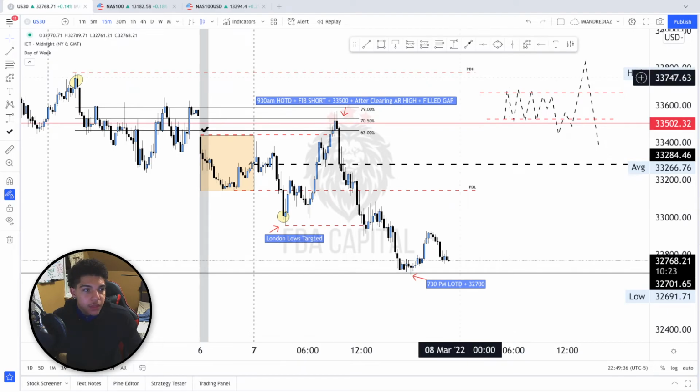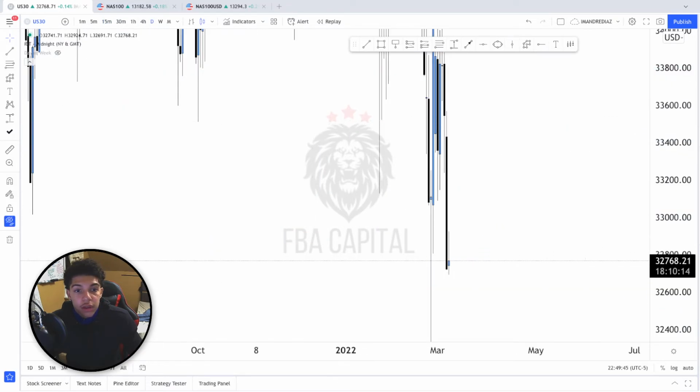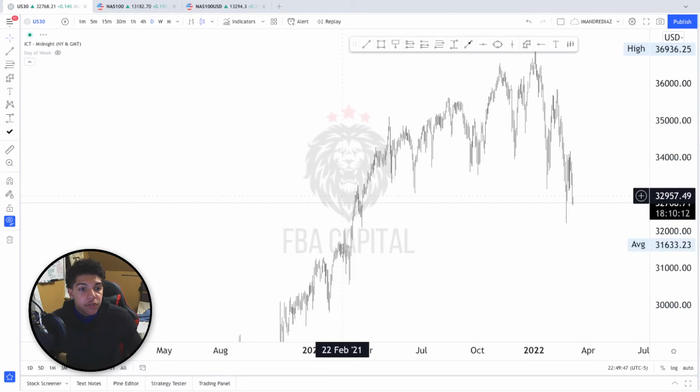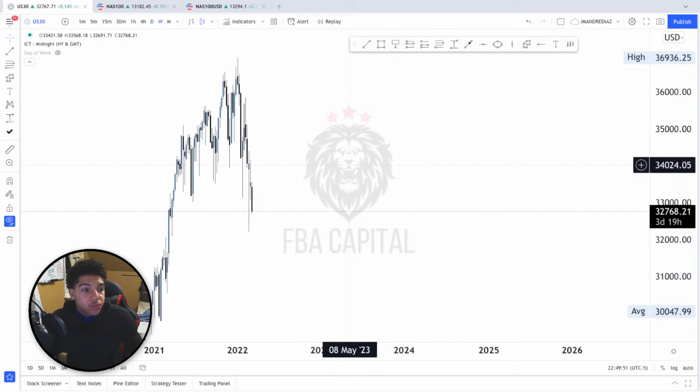So this was an overall nice day. Let me just take you guys to the higher time frame while I'm here on US30. Let's just go to the daily and see how today closed. As you can see, very bearish day, but if you look at the higher time frames, overall we are going into this bearish market shift right now.